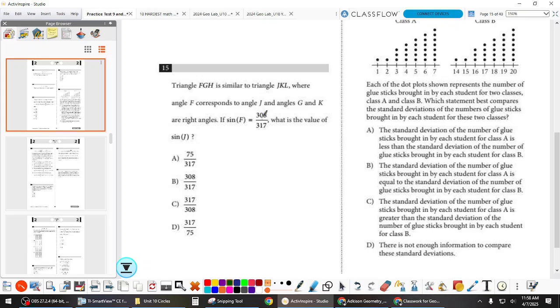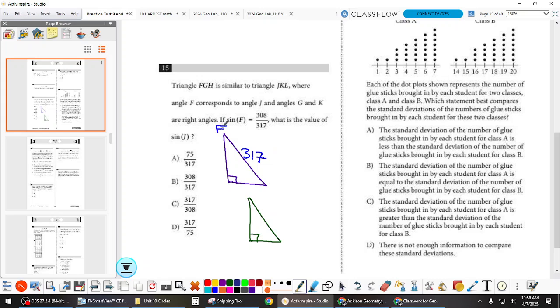For us to be talking about sine, what kind of triangles do these have to be? Right triangles. So we need to make sure, to keep this consistent with our understanding of sine, cosine, tangent, they're right triangles. Okay, and then it says sine of F is 308 over 317. So where does the 317 have to go? Now we need to understand that 317 is the hypotenuse. Otherwise, this is not a sine ratio.